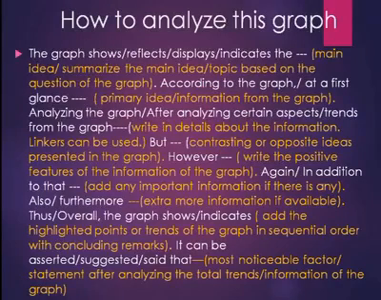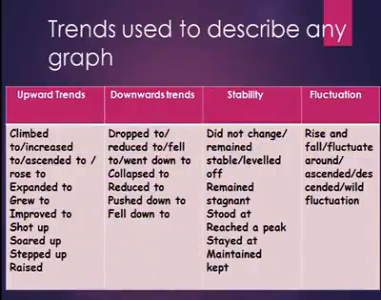Let's look at the next slide. This is a very important slide because you have to use the trends. You need to know the trends to describe the graph. So first, the upward trends. Upward trends are: climbed to, increased to, ascended to, rose to, expanded to, grew to, improved to, shot to, soared up, stepped up, raised. So these are all upward trends of the graph. That is, the figures or digits which are going to increase or going upward.